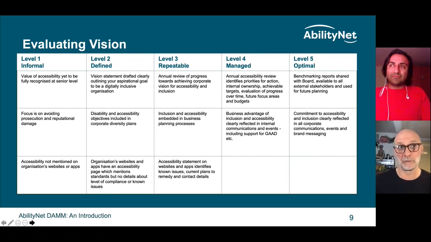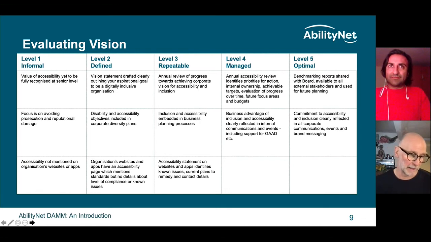If the value of accessibility is yet to be fully recognized at senior level, I'm afraid you're probably at level 1. Whereas you'll see in the grid, when you get up to level 5, you've got reports and benchmarking shared with the board. It's available to all external stakeholders and used for future planning. You're really clear that you've made a commitment to accessibility and inclusion, and you know why you're doing it, you know what you're getting into it for.